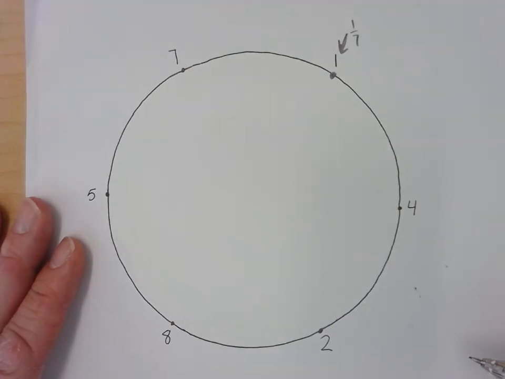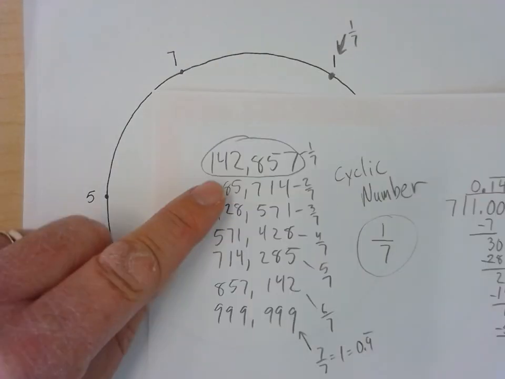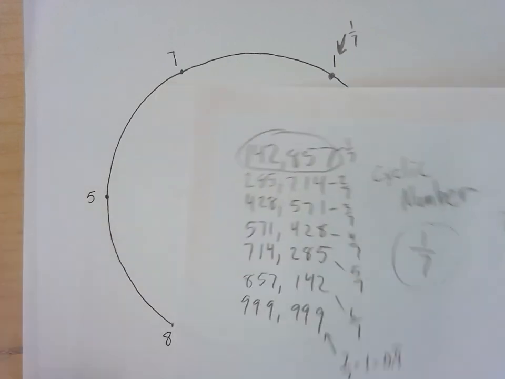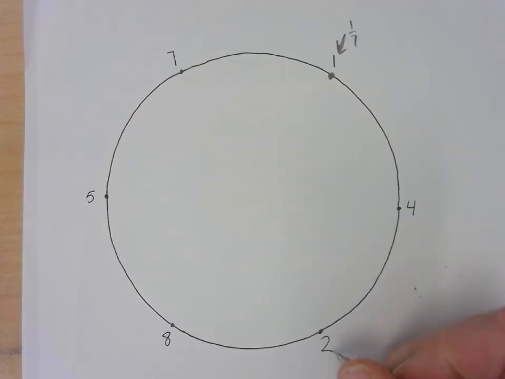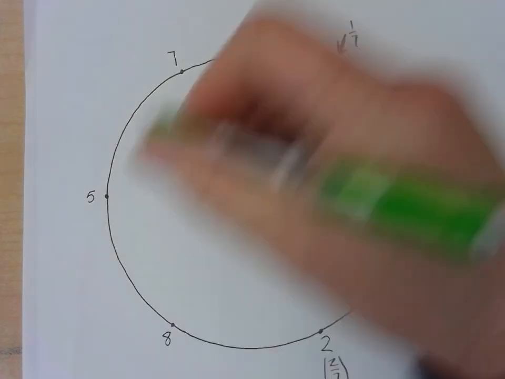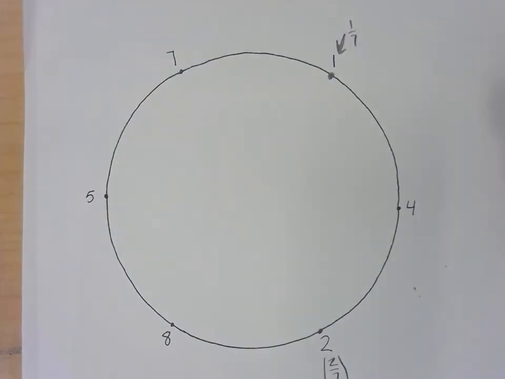So where is your next starting point? Well, that would be down here. 2/7 is 2, 8, 5 repeating. So you start at this point. So 2/7 would start down here. Okay? And you go around the circle, around the circle.